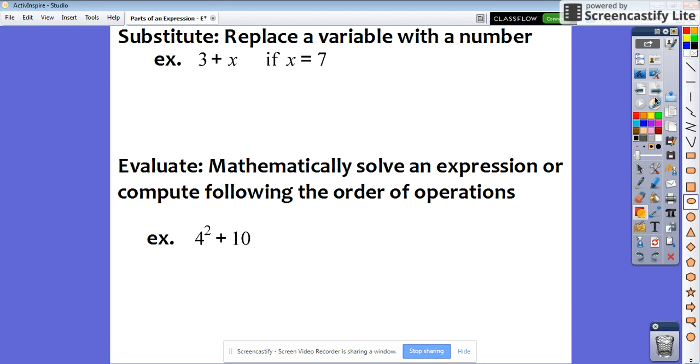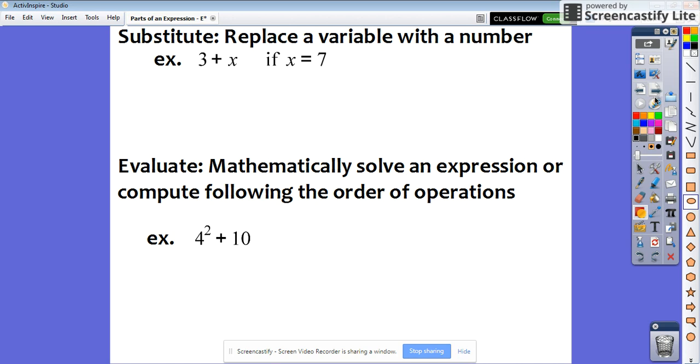And then the last one we have for today is evaluate, which we've talked about. Evaluate means to mathematically solve an expression or compute the following using order of operations. So down here, here's an example, 4 squared plus 10. Remember, we just did our quiz on order of operations. So 4 squared is 4 times 4 equals 16, plus 10 equals 26. So that is how you evaluate. You just need to solve, always using order of operations.